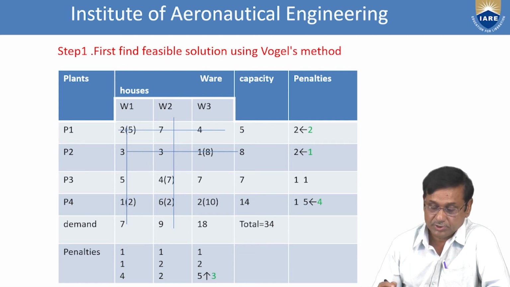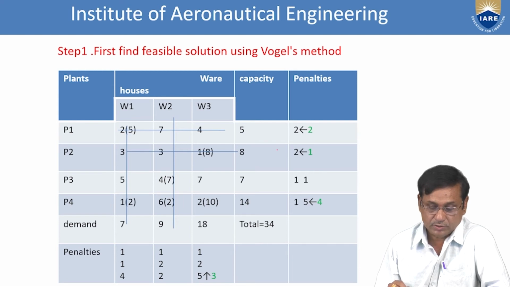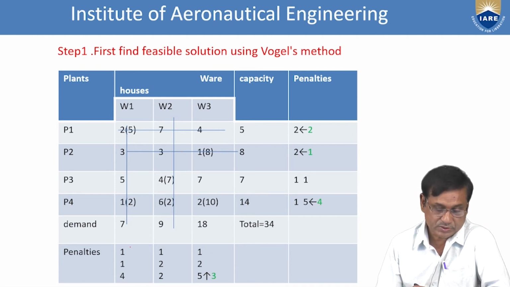In the Vogel's approximation method, we have to find out the penalties. In the first row, the penalty is 2. That is, the lowest element is 4 and next lowest is 2. 4 minus 2 is 2. In the second row it is 2. 3 minus 1 is 2. And third row, 5 minus 4 is 1. And fourth row, the penalty is 1. And corresponding to the column, the penalty is 1 corresponding to the first column, and the penalty is 1 corresponding to the second column, and corresponding to the third column, the penalty is 1. Now the penalties are 2, 2, 1, 1.